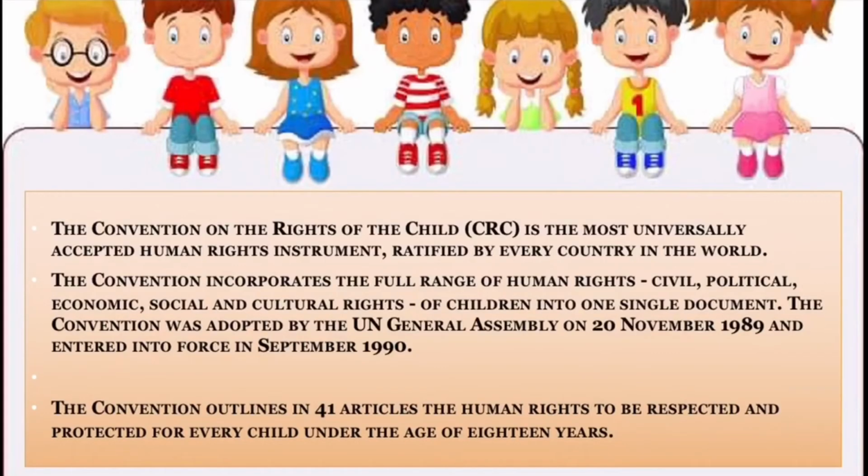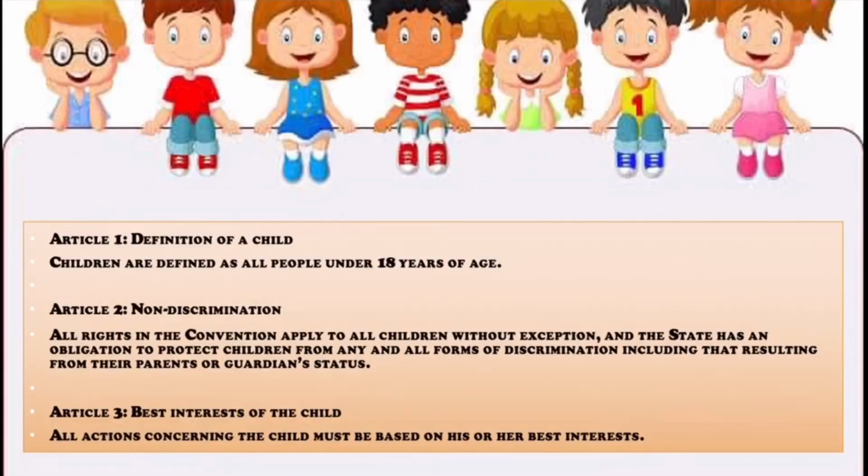The Convention on the Rights of the Child, CRC, is the most universally accepted human rights instrument, ratified by every country in the world. The Convention incorporates the full range of human rights, civil, political, economic, social, and cultural rights of children, into one single document. The Convention was adopted by the UN General Assembly on 20 November 1989 and entered into force in September 1990. The Convention outlined in 41 articles the human rights to be respected and protected for every child under the age of 18 years.